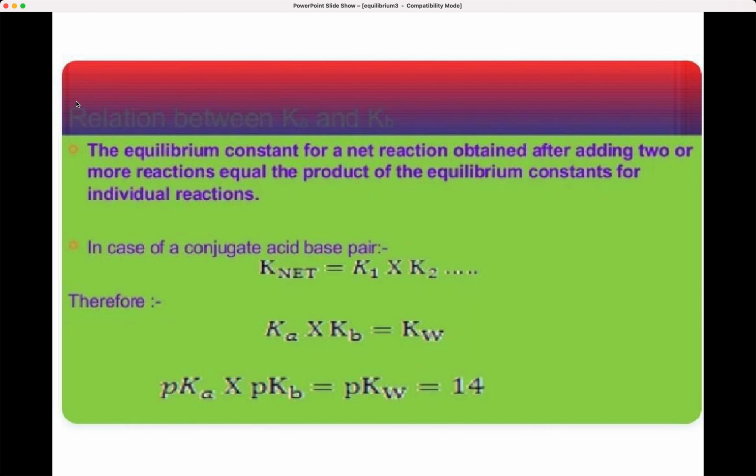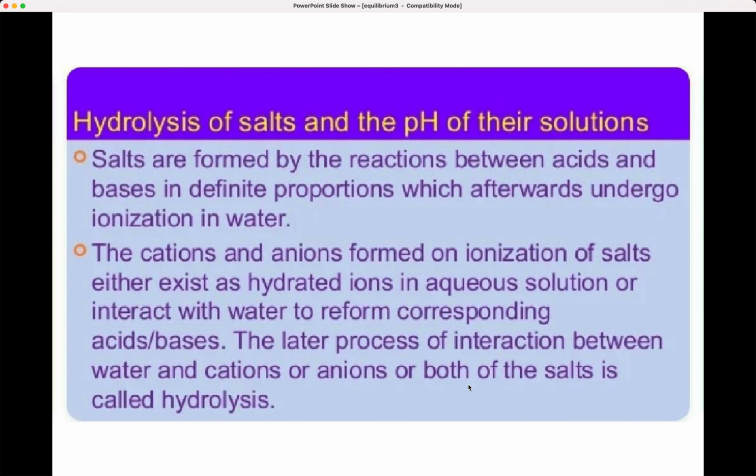Now, the equilibrium relation between Ka and Kb: the equilibrium constant for a net reaction after adding 2 or more reactions equals the product of the equilibrium constants for the individual reactions. So, for a conjugate acid base pair, K net is K1 x K2. So, Ka x Kb is equal to Kw, and pKa + pKb will be equal to pKw, which is equal to 14. Remember that relation.